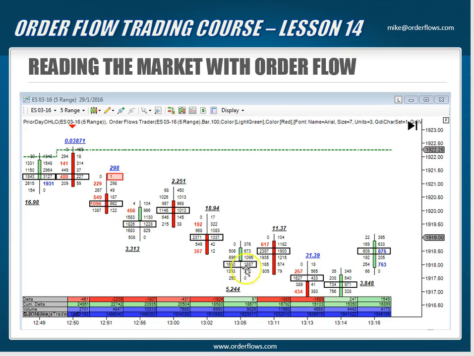And what happens? The market sells off quite nicely. So ideally you should be looking to get short in this bar. If not, you're short in this bar. In this next bar, you're short around 1920. And then you got a nice 3 or 4 point move out of it.